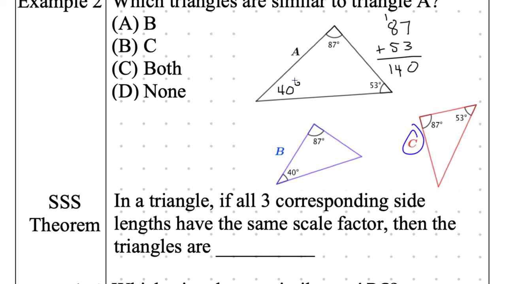Now I can match up two angles, 40, 87, 40, 87. I can now use the angle-angle theorem to say, yes, all of the angles must be congruent by the angle-angle theorem. Therefore, both B and C, correct answer is C here, are similar to triangle A. I have that.